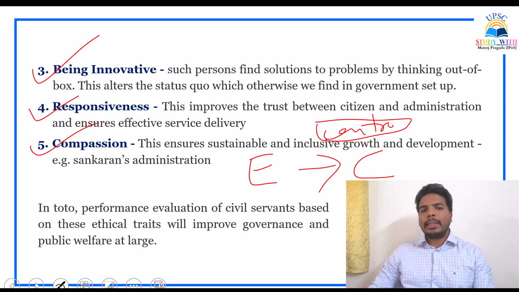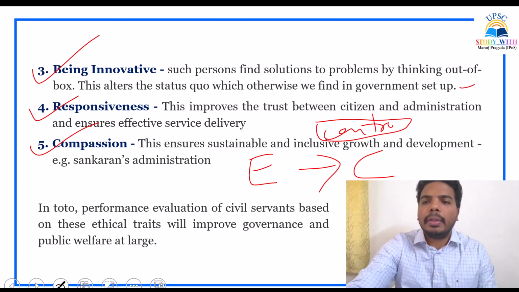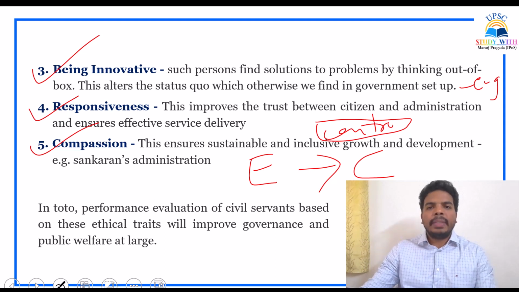I have also given you an example. For every point, even for being innovative, you have to come up with an example. You see from the DARPG website and you write about any IAS officer or any police officer, whether that police officer has implemented any innovation in cyber security or general security, or establishing Mahila Thanas, Mahila police stations, or maybe GPS enabled vehicles patrolling the entire area. There are so many innovations done by so many officers.